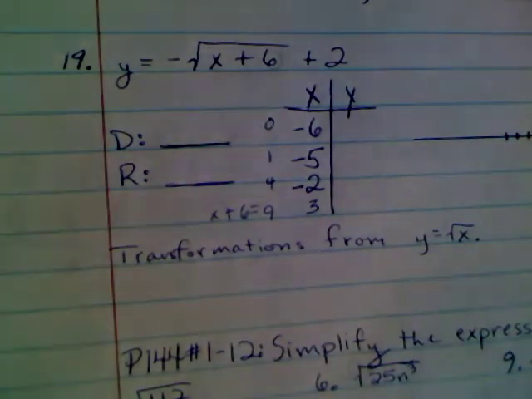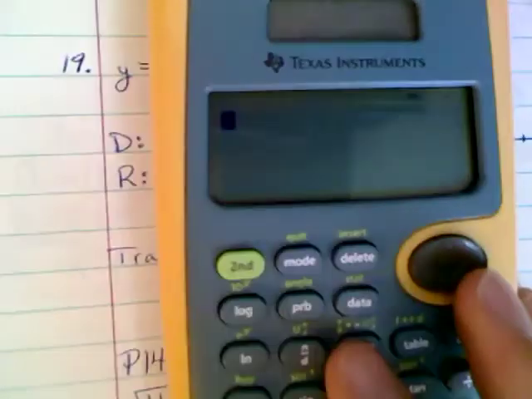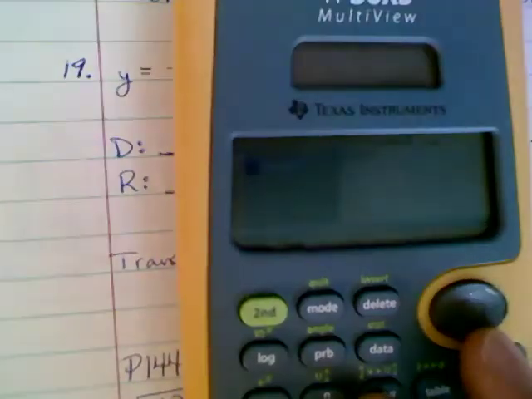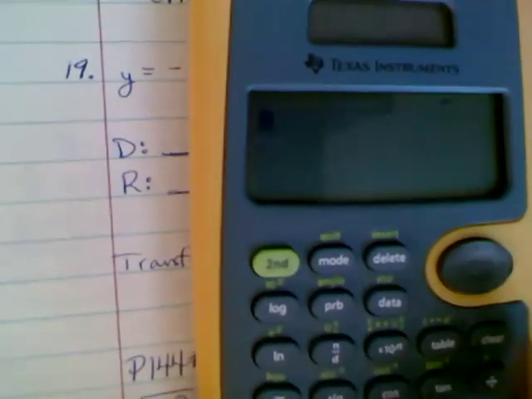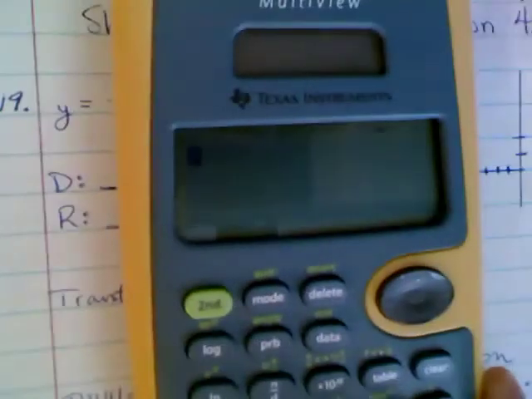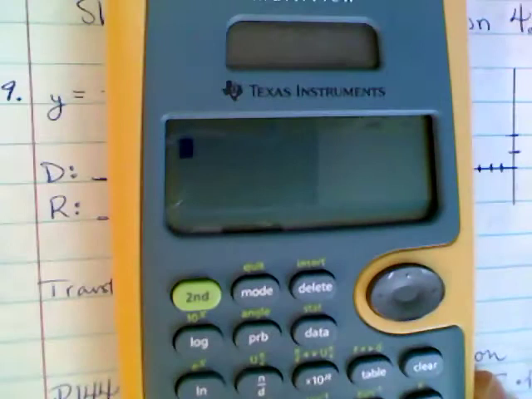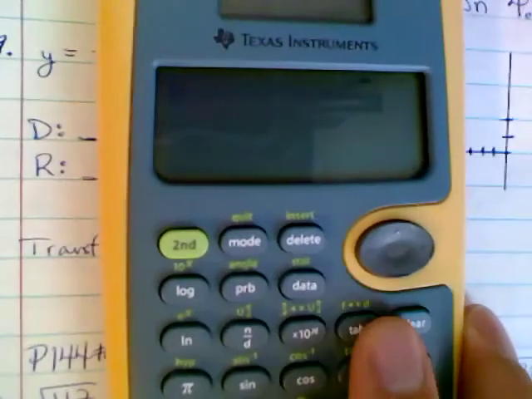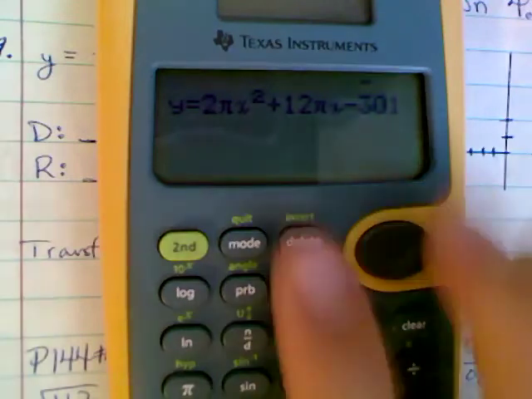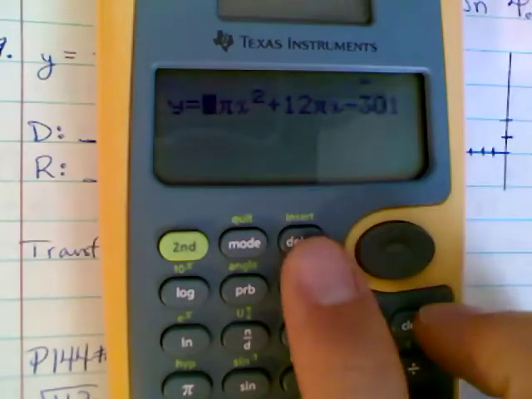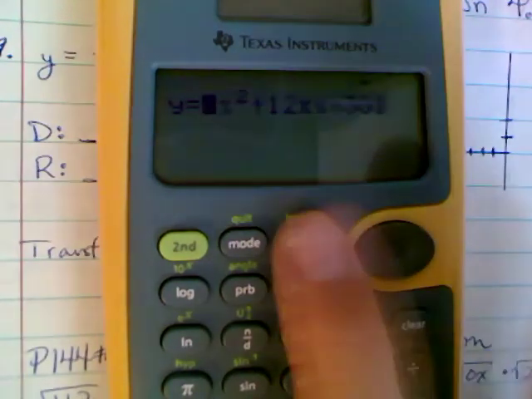Alright, so you take out your calculator. I use the TI-30XS Multiview. There are some other calculators out there that you can also use on the EOCT, but this is one that I really like for now. So what you want to do is you push table and get rid of anything that you have typed in there by pushing delete. You can't use clear here, you have to push delete.